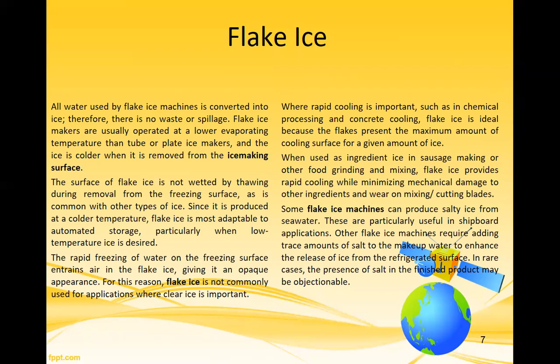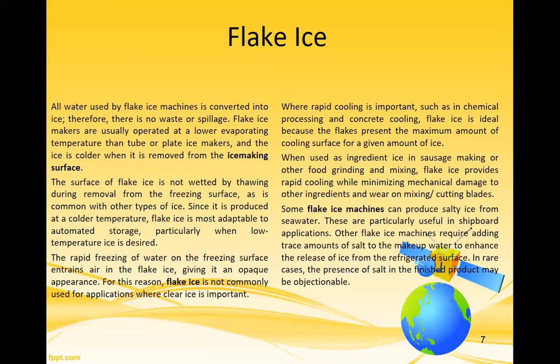Since it is produced at a colder temperature, flake ice is most adaptable to automated storage, particularly when low temperature ice is desired. The rapid freezing of water on the freezing surface entrains air in the flake ice, giving it an opaque appearance. For this reason, flake ice is not commonly used for applications where clear ice is important. So, where rapid cooling is important, such as in chemical processing or concrete cooling, flake ice is ideal because the flakes present the maximum amount of cooling surface for a given amount of ice used.